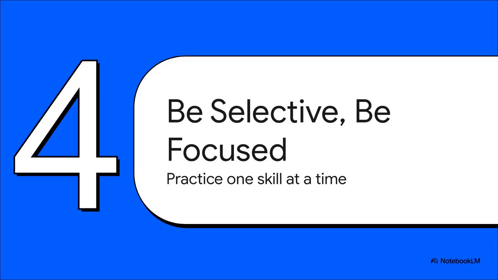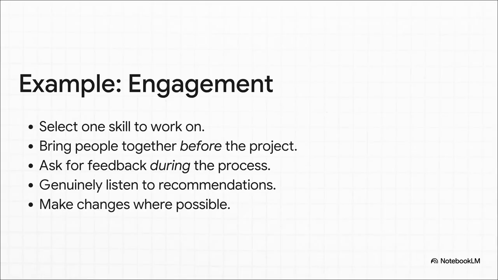And that whole measure by measure idea leads us right into step 4. Be selective. Be focused. You simply can't work on everything at once. So you have to make a conscious choice to pick just one specific area and pour all your energy into that. For instance, let's say the skill you decide to focus on is engagement.